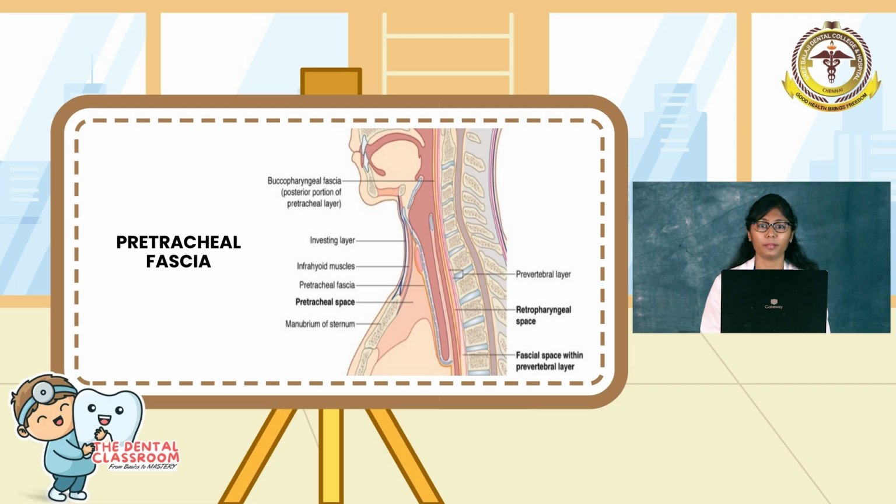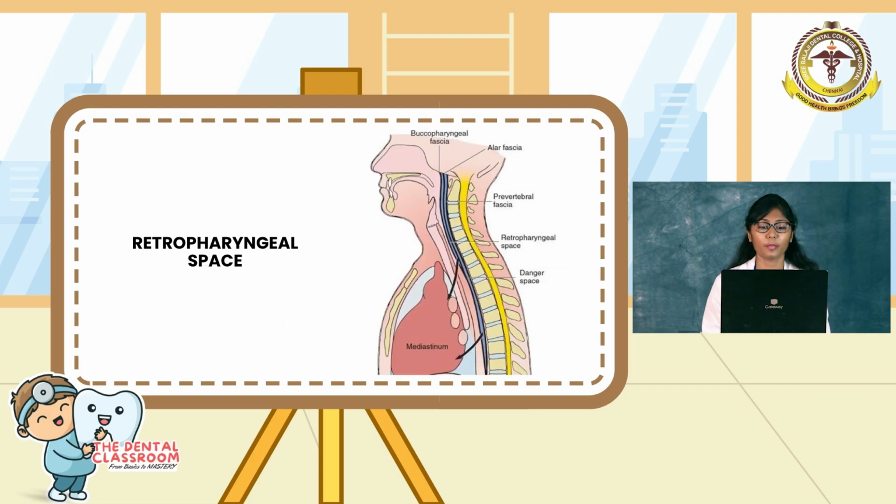Retropharyngeal space is a potential space located between the buccopharyngeal fascia, which covers the pharynx and esophagus, and the prevertebral fascia that lies deeper. It extends from the base of the skull superiorly to the upper part of the thoracic cavity inferiorly. This space contains loose connective tissue and lymph nodes and is clinically significant because it acts as a pathway for infections from the head and neck to spread into the mediastinum. In deep neck infections, this space is often referred to as the danger space due to its direct communication with the thoracic cavity.